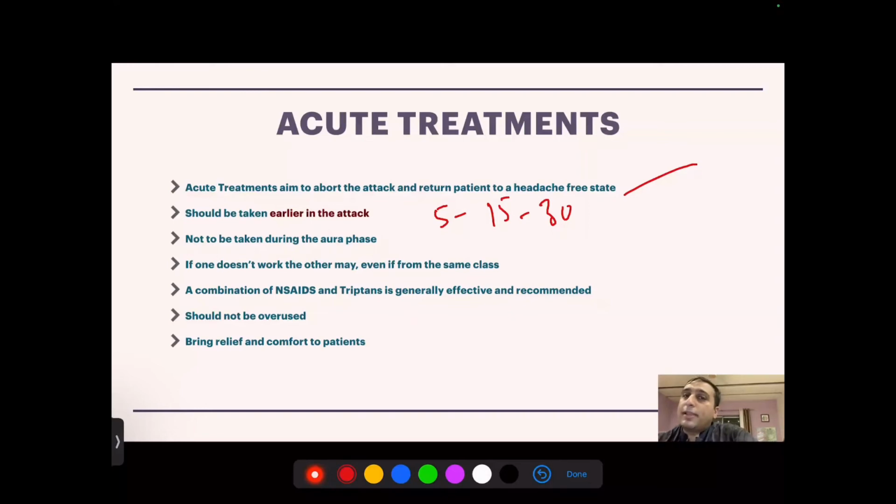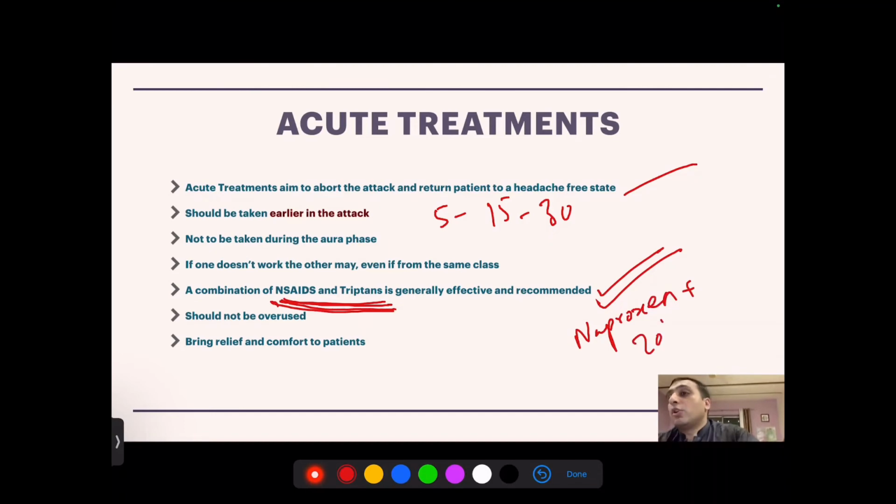If one medication does not work, you can try another. A combination of NSAIDs and triptans is generally effective and recommended. This is basically the baseline and the standard treatment being given nowadays. A standard treatment might include naproxen and zolmitriptan or sumatriptan, given at the same time at the start of the headache. It is to remember that it is individualized.